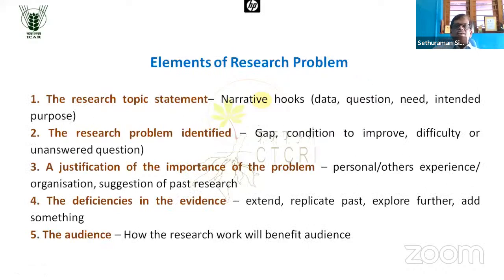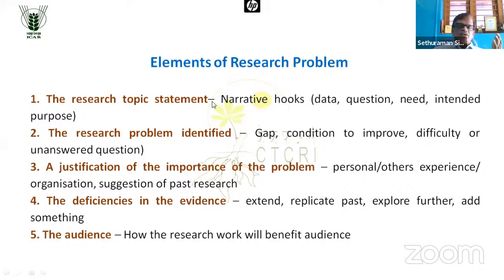So research elements of a research problem means, I already explained about the 5 different elements. There are some components of these elements. Research topic statements. There is a concept called narrative hooks. How to write a research topic statement. There is a narrative hook method.